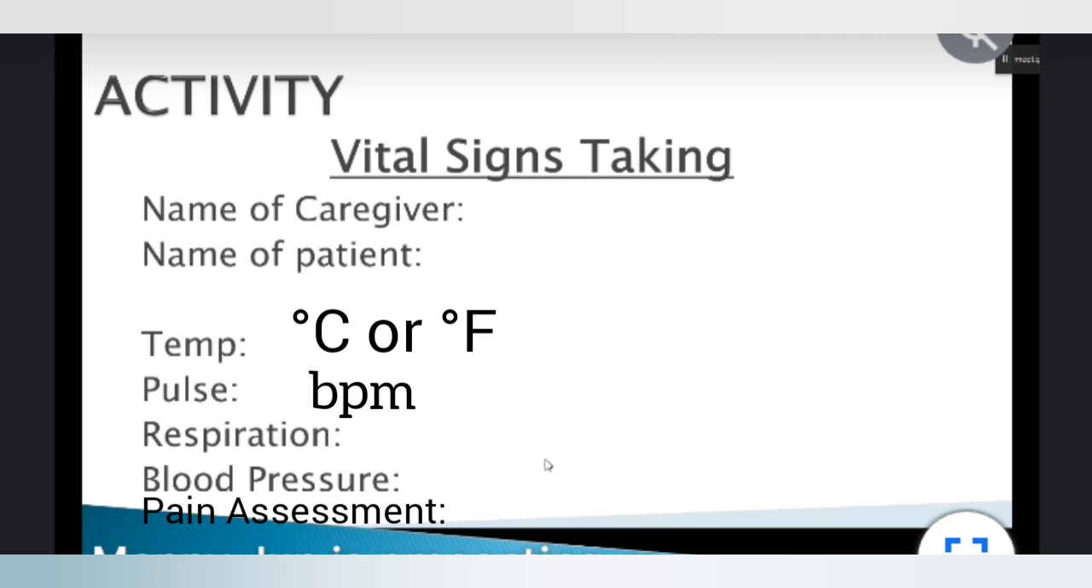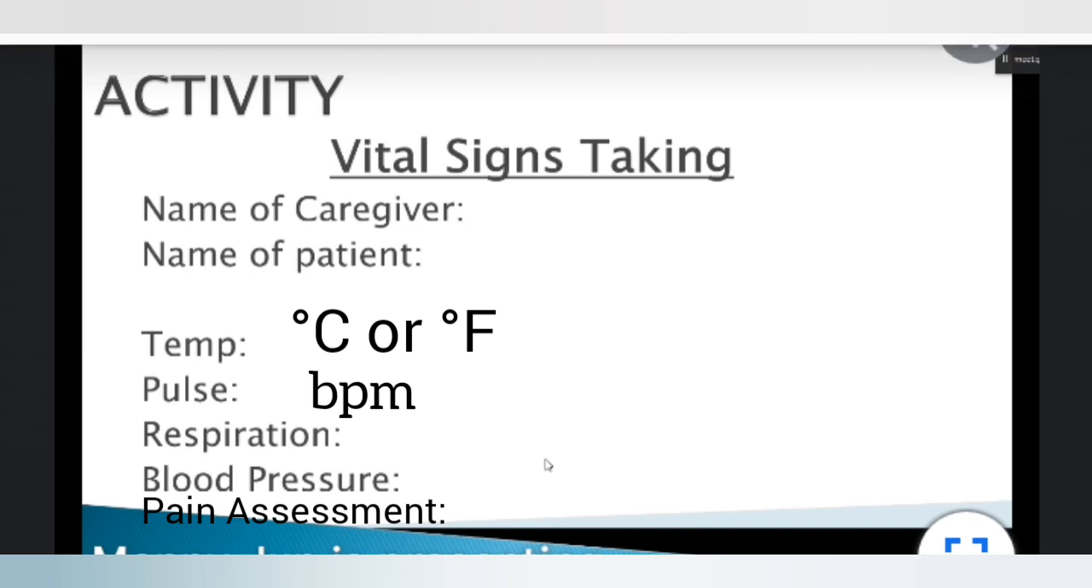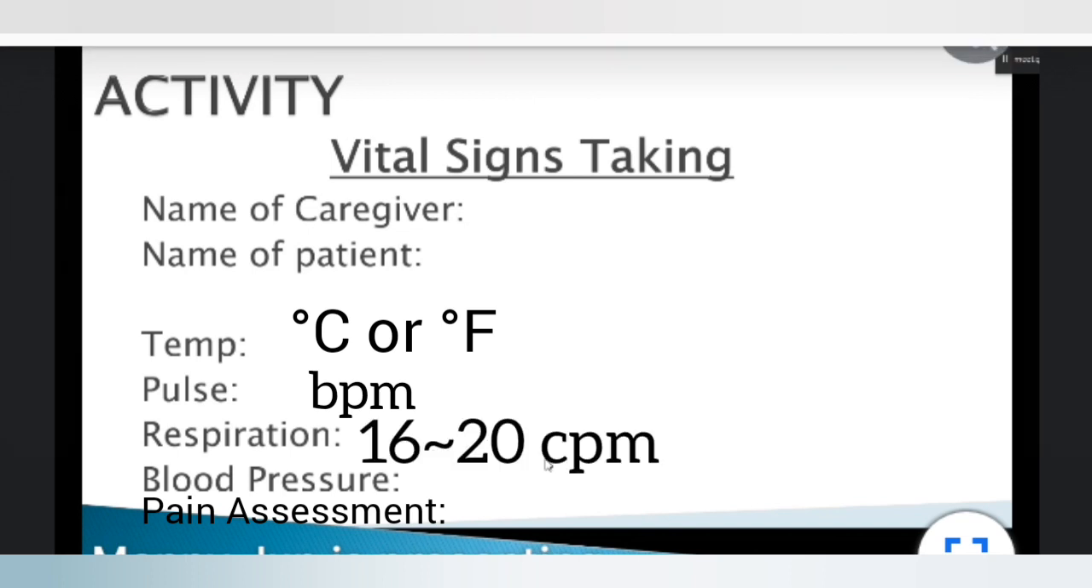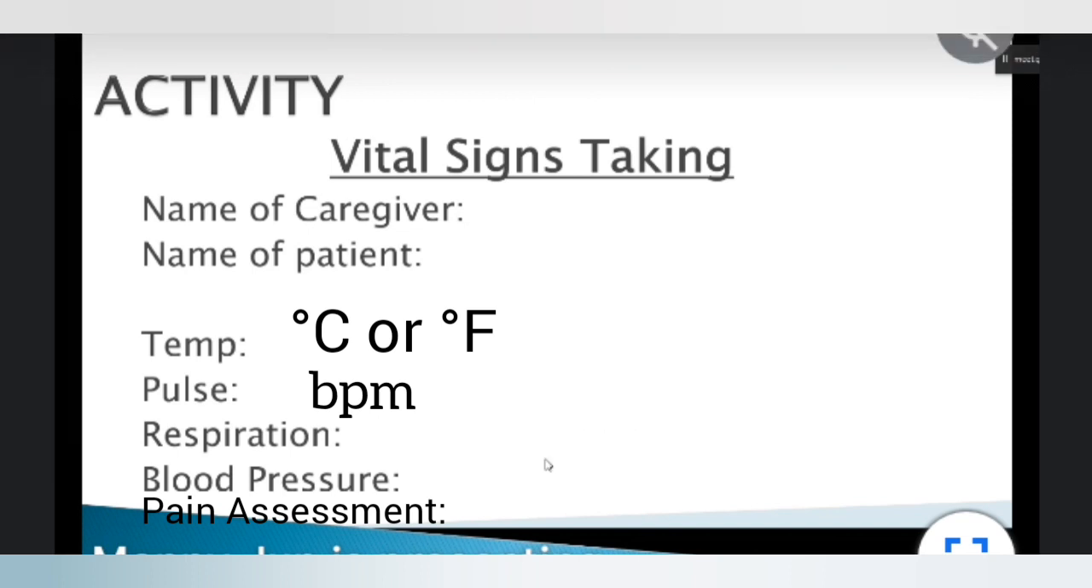Okay, so let's proceed to respiration or respiratory rate. What is the normal respiratory rate? That is 16 to 20 CPM. What does the measurement CPM stand for? That stands for cycles per minute. Alright, so let's proceed to blood pressure.